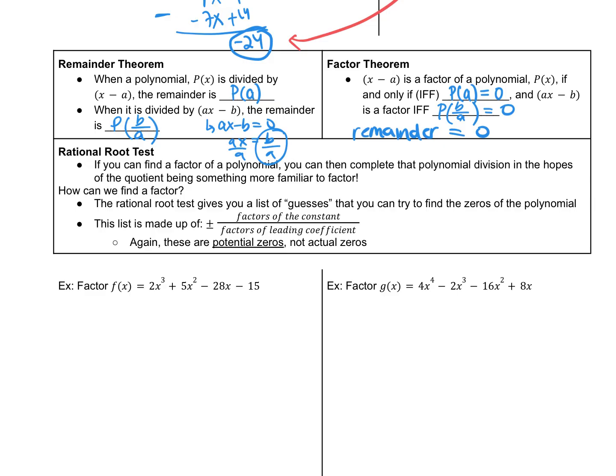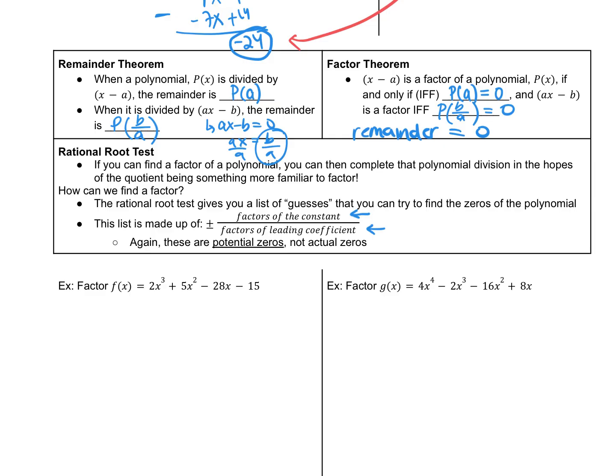There is a list of all the possible factors. It's not a list of the factors, it's possible ones that you can guess. So educated guesses that you can use. And it comes from all the factors of the constant, so that last term, divided by all the factors of the leading coefficient. If you divide those, that will give you a list of all the possible versions, positive and negative, all the possible factors.